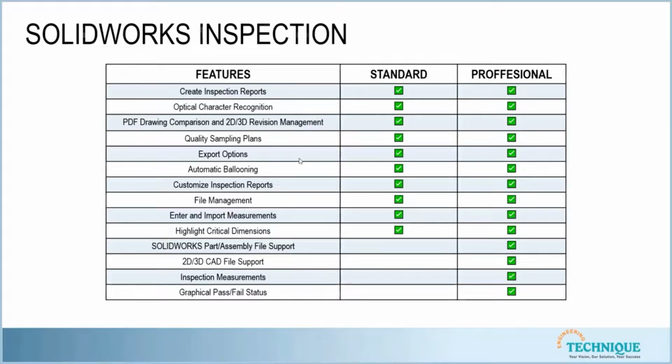What more can we get with the Professional package? Here we get SolidWorks part and assembly file support, as well as 2D and 3D CAD file support. Here we can also inspect the measurements, so we can check the status by checking the pass and fail status of the characteristics.